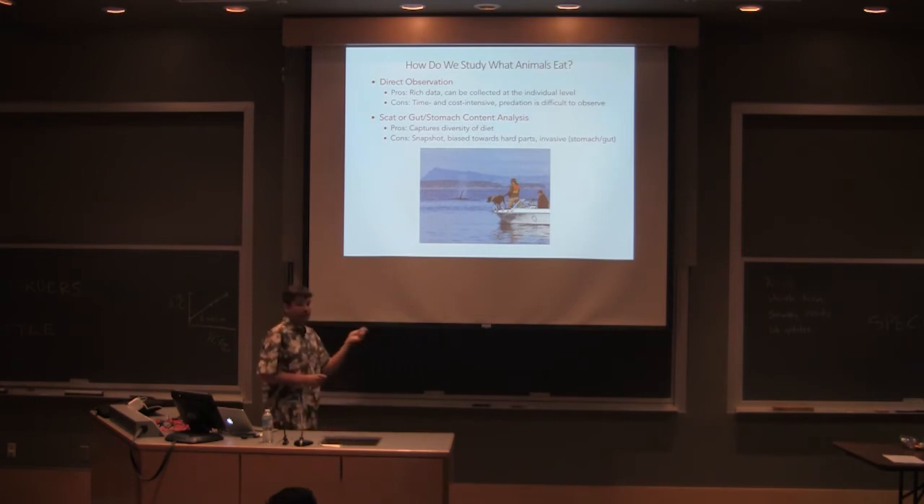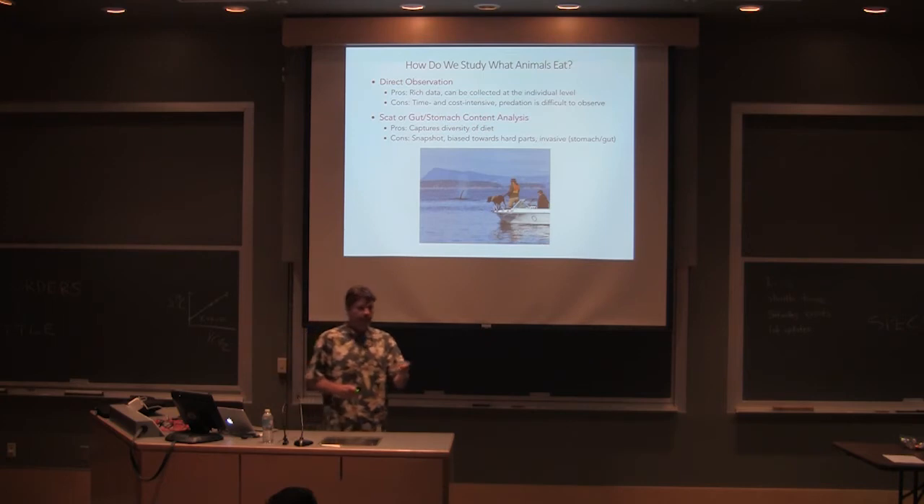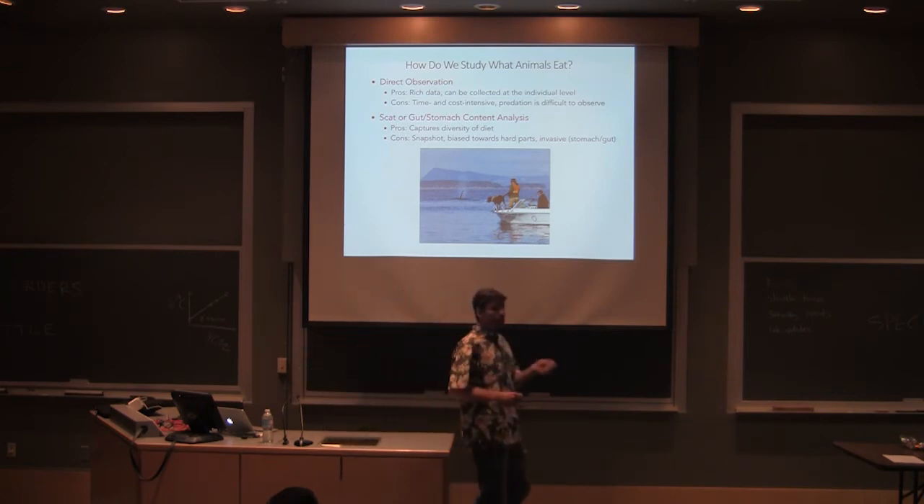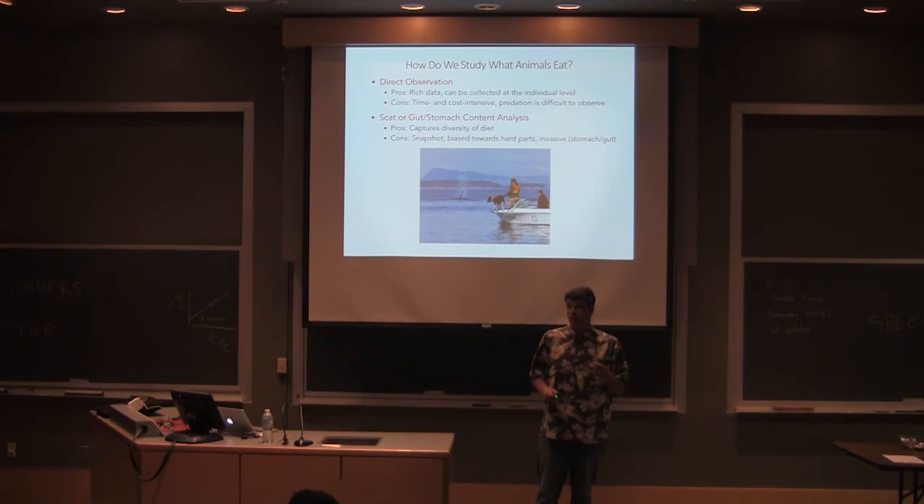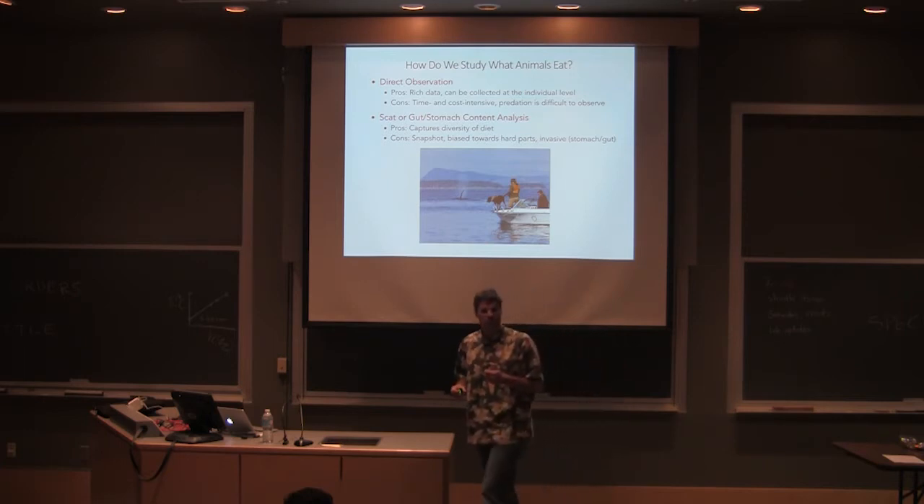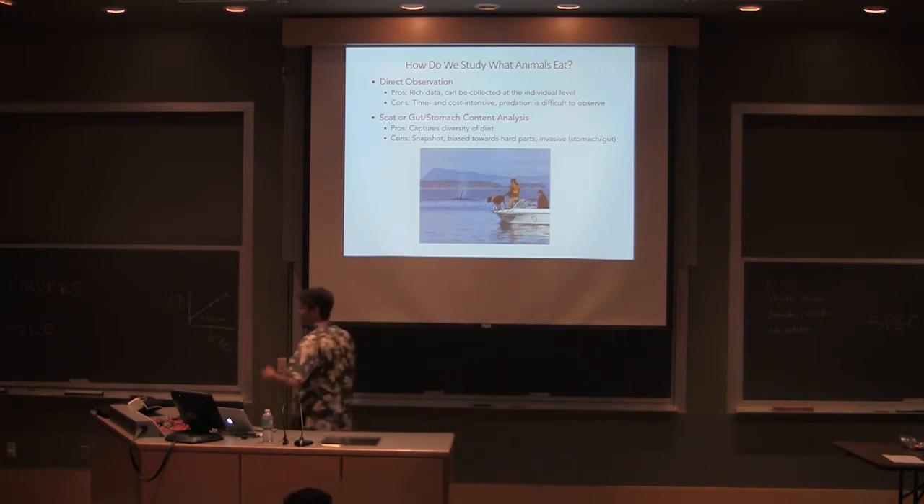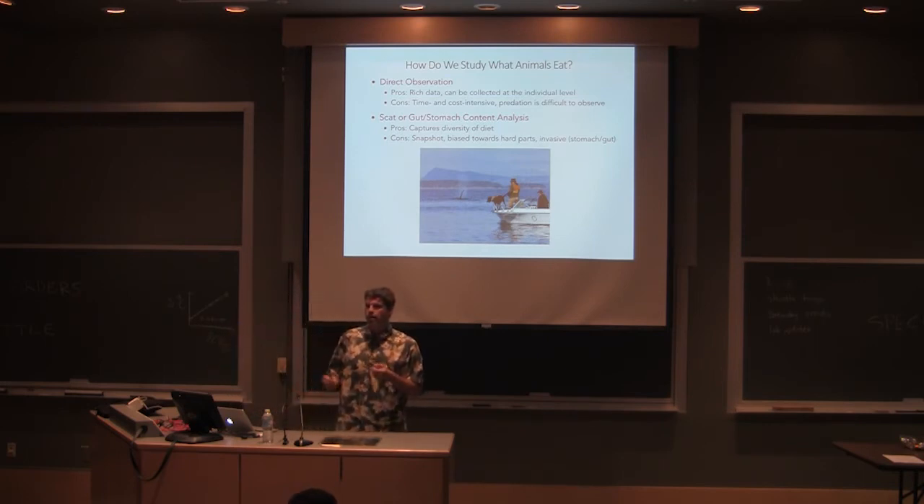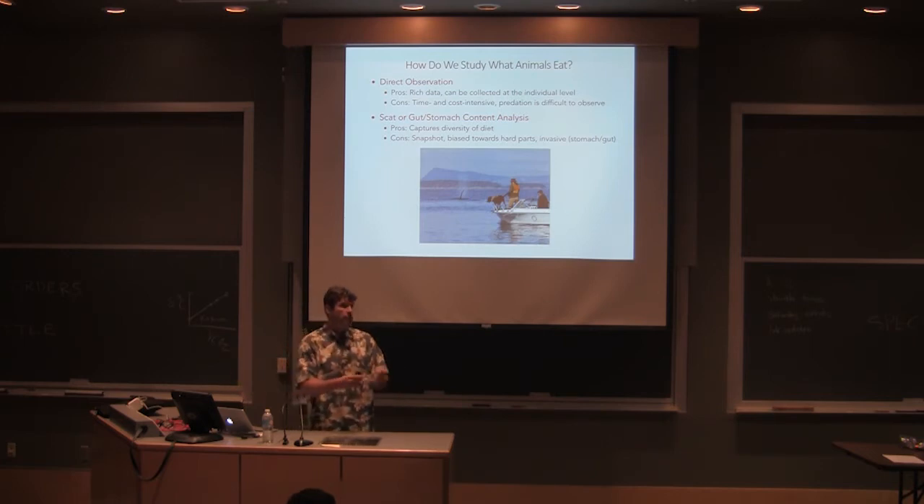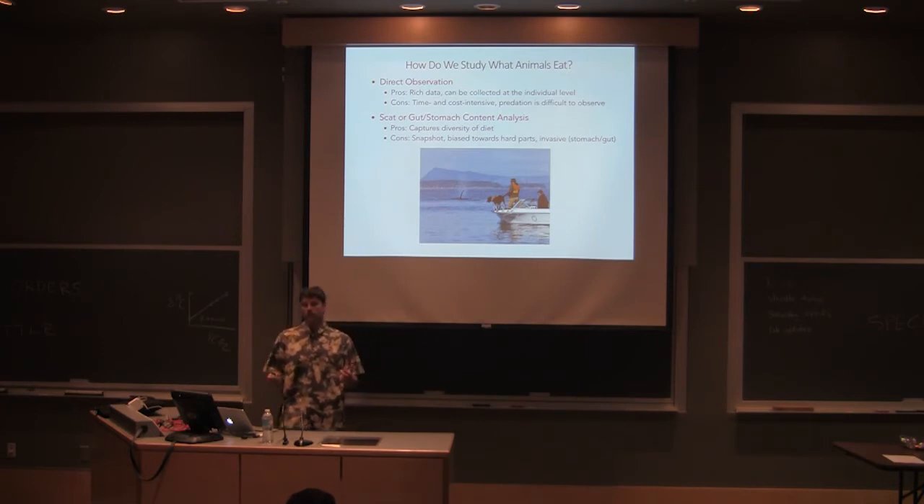The cons are that it's snapshots. Your poo represents what you ate in the last few days, last day or two if you're regular, okay? And it's biased towards hard parts, right? Human poo, it's hard to do a scat analysis of human poo. We don't have a lot of hard parts in our poo. But a lot of animals that eat things that have bones and chitin and all sorts of stuff, that stuff will actually make it through the gastrointestinal tract and come out the other end, and you can identify that stuff sometimes to species, and that tells you something about what the animal ate, again, in the last couple days.